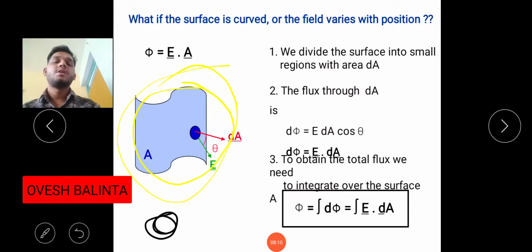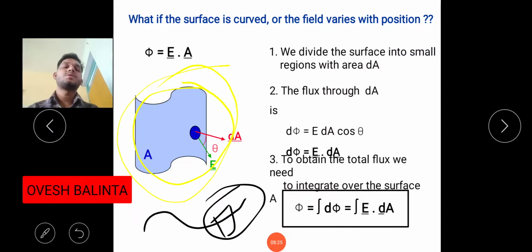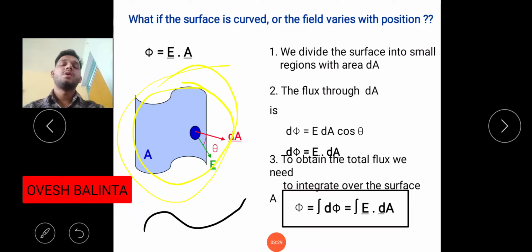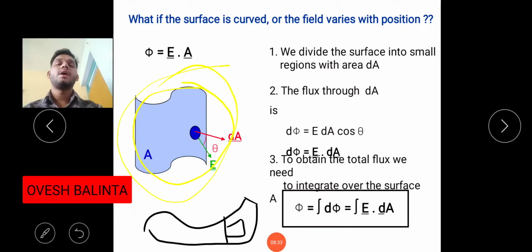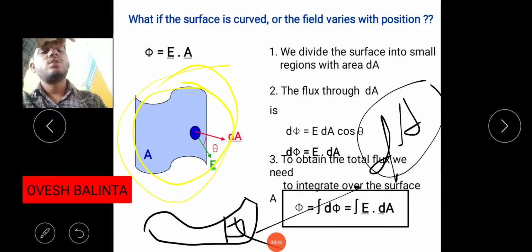Suppose this one is our line. We have to separate it into portions, and we take only this much portion, so it is our dl. In the same way, we take a particular area. Here, this one is our shape, and we take a small area of that shape. See, this one is my dA.